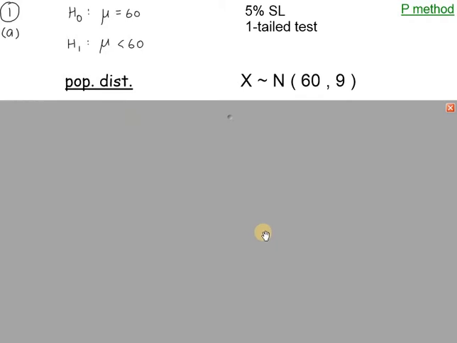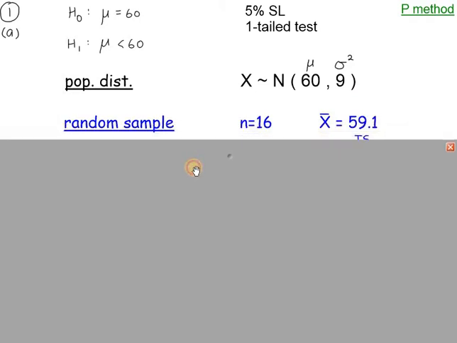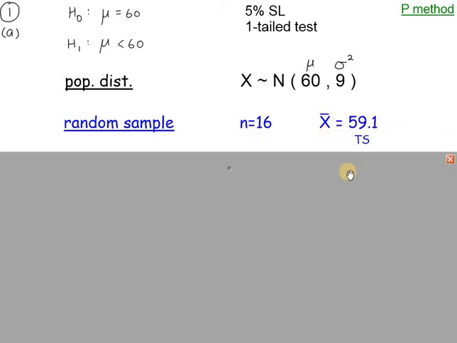Now the underlying population is normally distributed, and we have a population mean of 60. This value and this value are always the same, and this is a variance. So we take a random sample from this population, and 16 values were chosen randomly, and the sample mean of those 16 values was found to be 59.1.